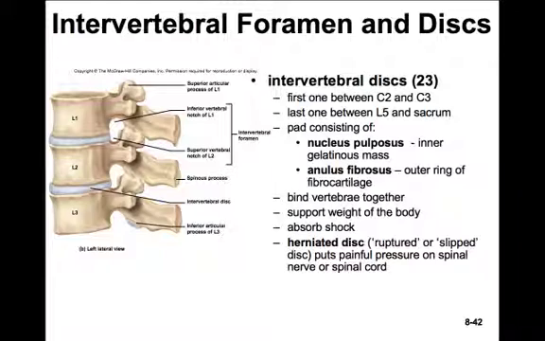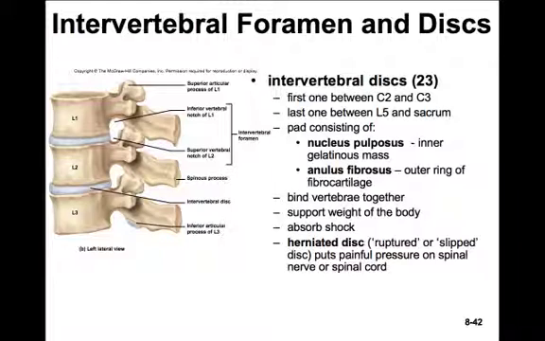Now there are 23 different intervertebral discs. The first one is between cervical vertebrae 2 and cervical vertebrae 3. As we'll see shortly, there's no need for a disc between C1 and C2. The last disc is between L5 and the sacrum.